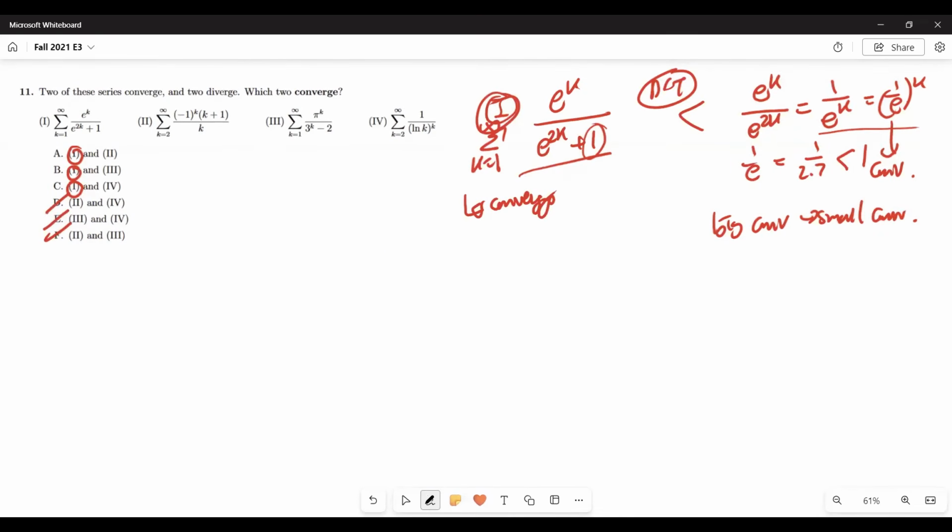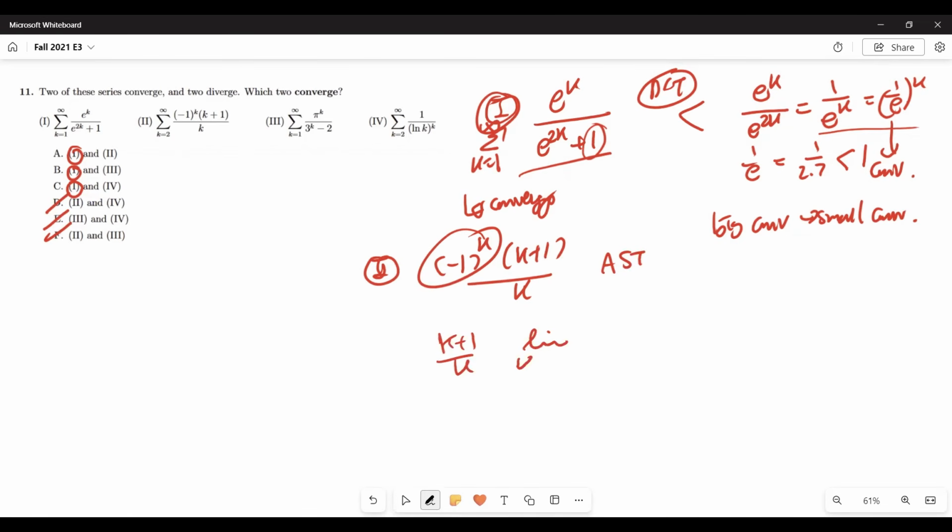Let's try 2. Negative 1 to the k, k plus 1 over k. Since the signs are alternating, you're going to use AST, the alternating series test. So this is going to be k plus 1 over k, and the limit as k goes to infinity of k plus 1 over k is 1. This is not equal to 0, so it's going to be diverging. Okay, 2 is not right. That means A is not right.